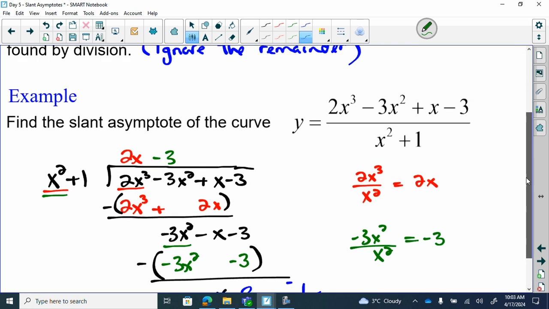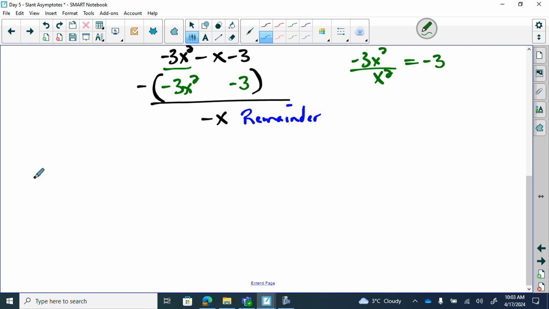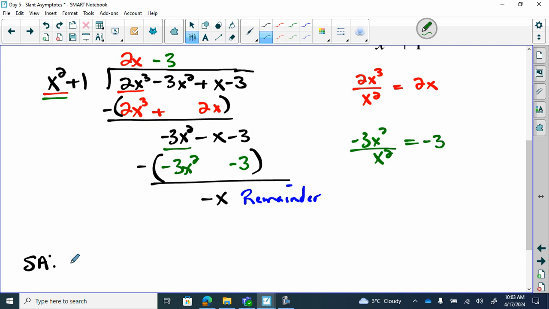So the division is done. I ignored the remainder. Where is my slant asymptote? Slant asymptotes, like horizontal asymptotes, have the equation y equals, and they'll always be in the form y equals mx plus b, because if you're dividing a degree 3 by a degree 2, you're left with a degree 1. Or a degree 2 by a degree 1, you'd have degree 1. Degree 5 by degree 4, it's always going to be something x plus something else, or minus something. So my slant asymptote would have the equation y equals 2x minus 3.